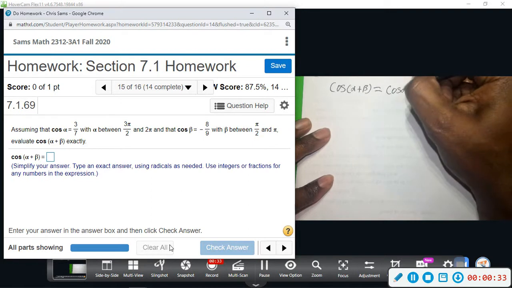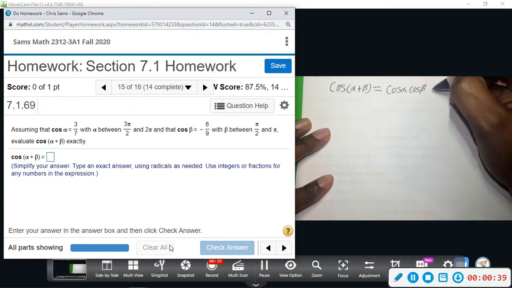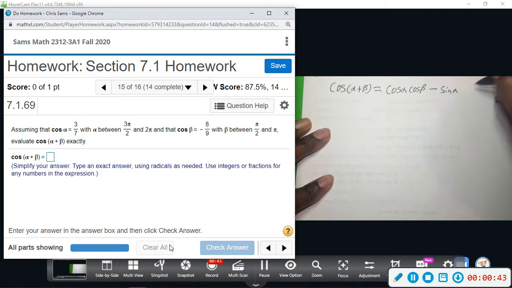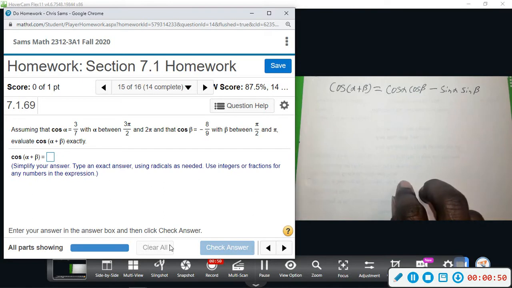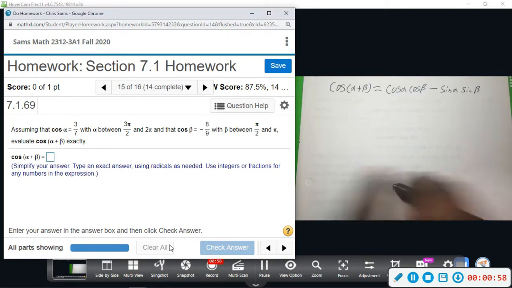cosine alpha times cosine of beta minus sine of alpha sine of beta. So what we are given is that cosine of alpha is 3 over 7, and it is between 3 pi over 2 and 2 pi.